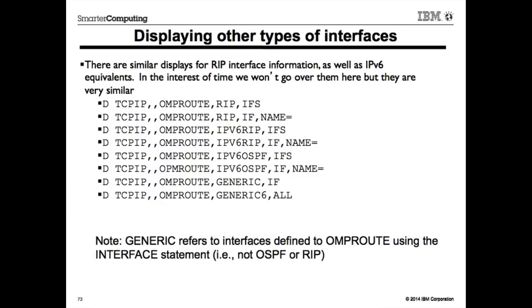All right, now there are similar displays for RIP information and IPv6 information. There's all kinds of displays, but you can tell we're running out of time, so we don't need to go over all of them, but they all work similarly. You just add IPv6. So for IPv6, it would be IPv6 RIP and IPv6 OSPF. For IPv4, it's just RIP and OSPF, and then to display interfaces that are not running a routing protocol, it's generic and generic 6.